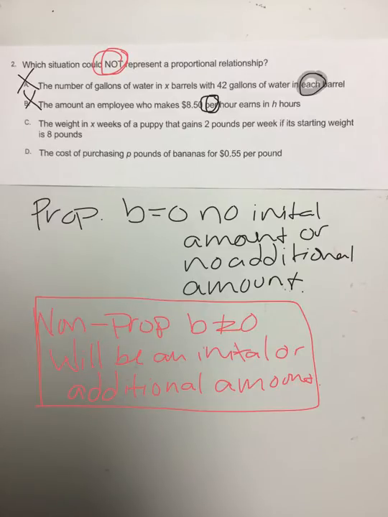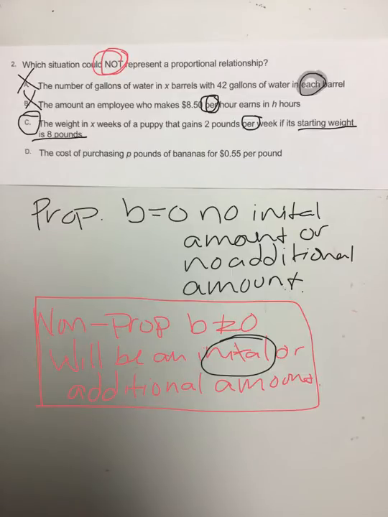C, the weight in X weeks of a puppy who gains 2 pounds per week if its starting weight is 8 pounds. So this time I have the per amount, but then I also have a starting weight of 8 pounds. So it's increasing by 2 each week, but I start off at 8 pounds. That is my initial amount. Therefore, B does not equal 0. So then that means that this one, C, is not proportional.